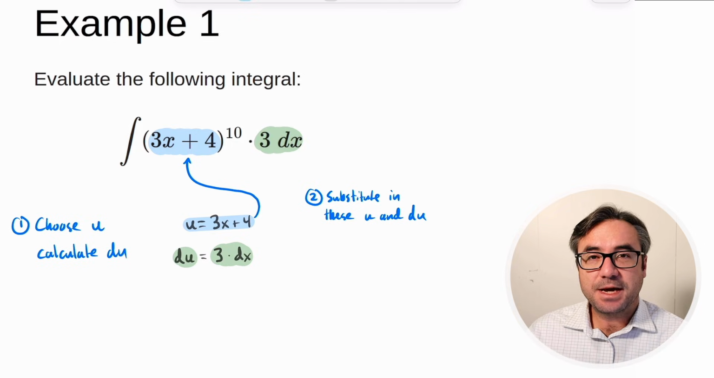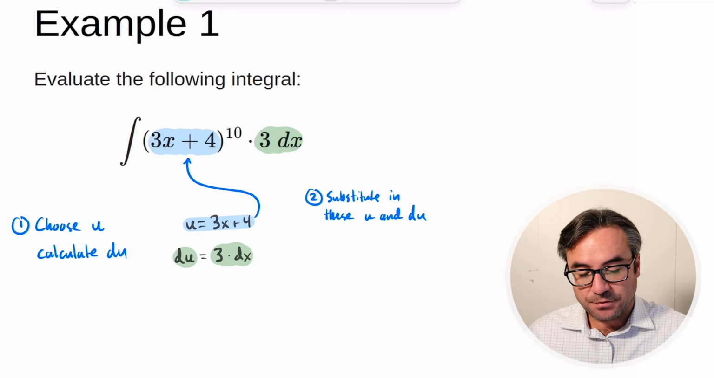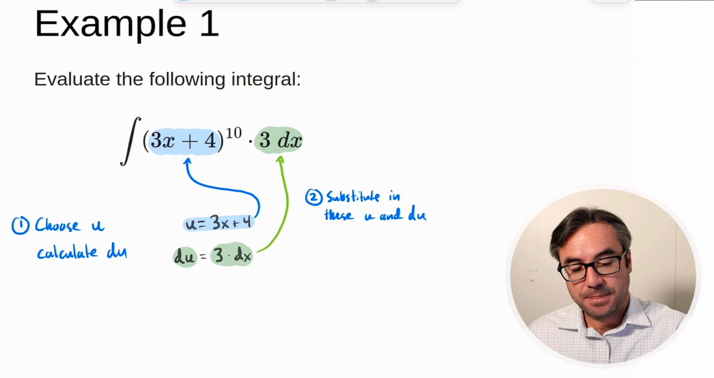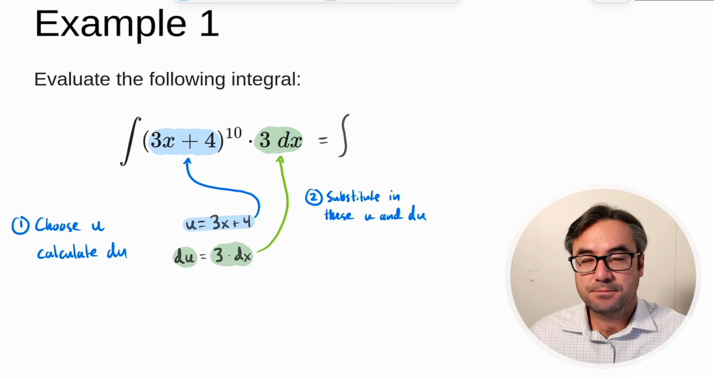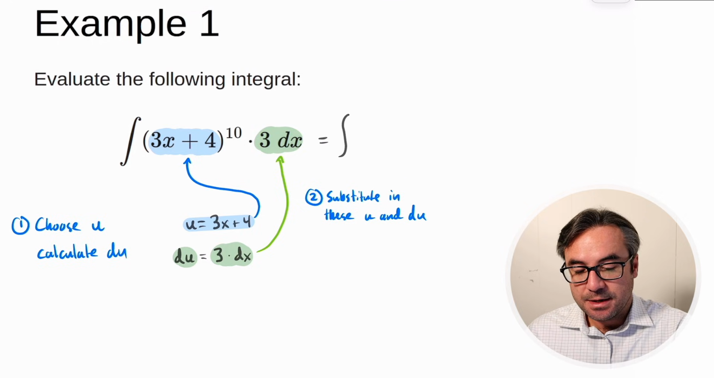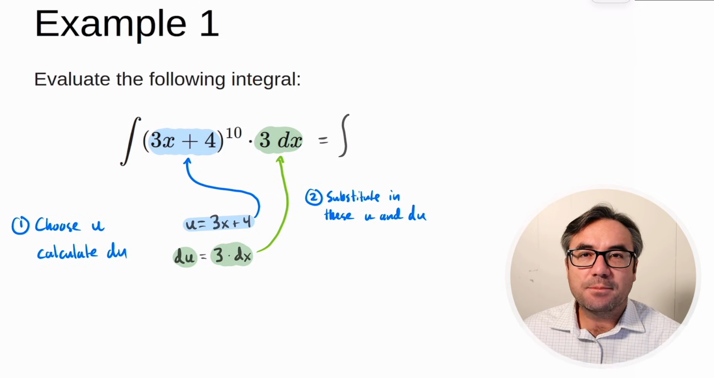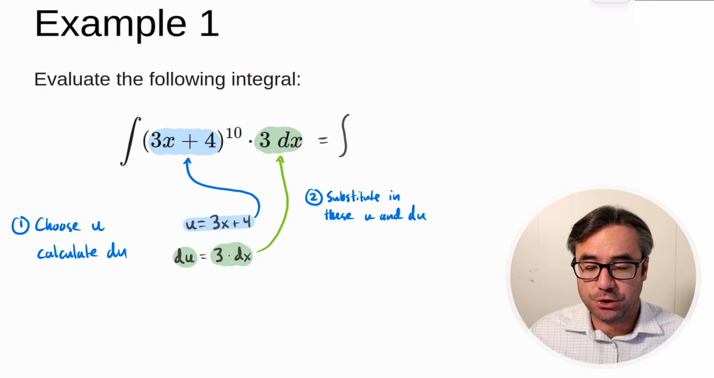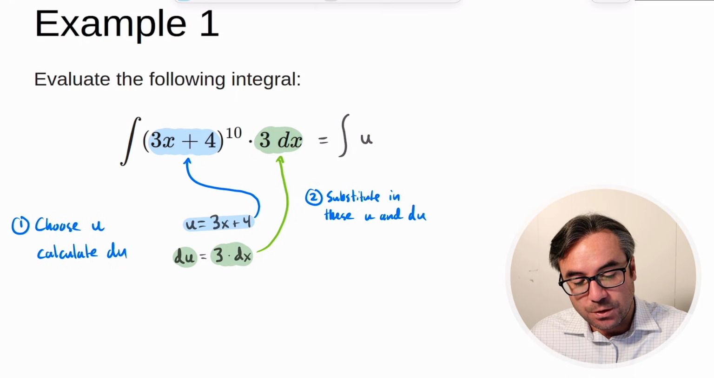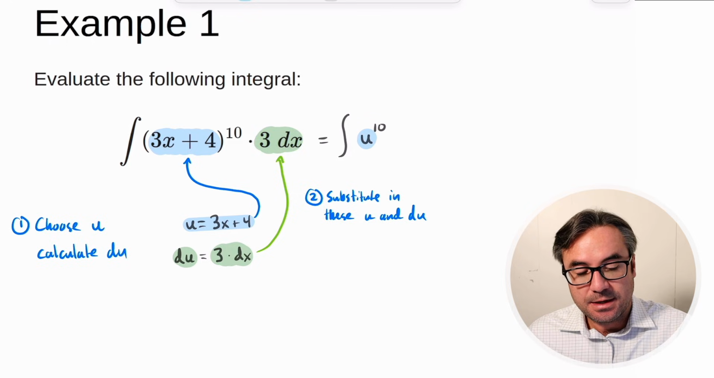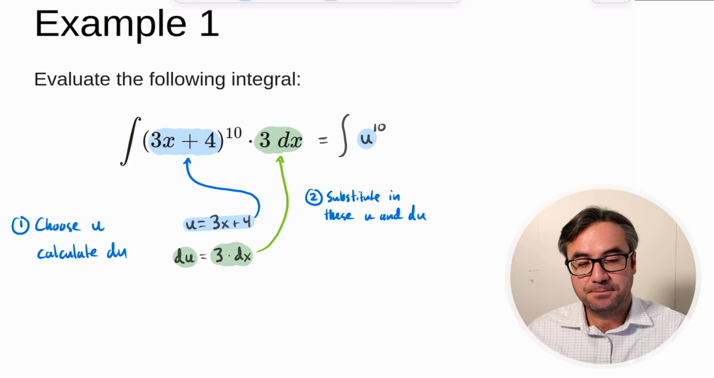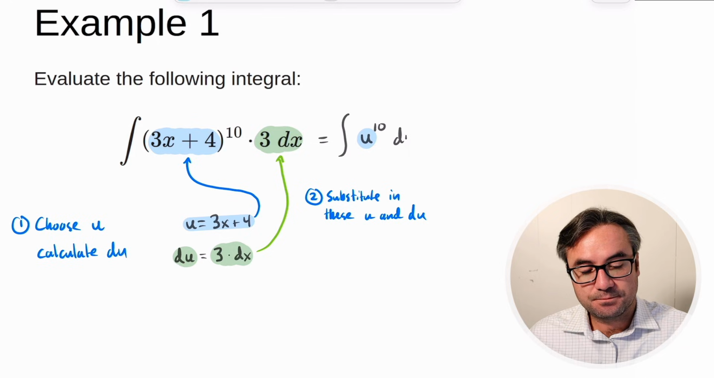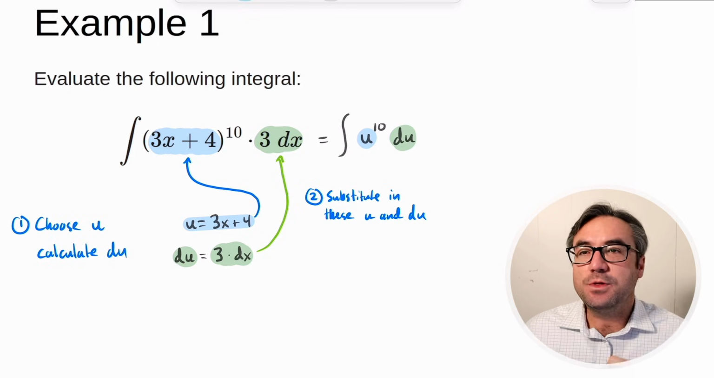So we're going to replace that 3 times dx at the end there with our new differential du. So we're substituting those pieces in. And if we make the substitution, we're kind of swallowing up that whole 3x plus 4, and we're just consolidating it into a single variable u. So it's going to be u raised to the power 10 instead of that 3x plus 4 raised to the power 10. And then this 3 dx at the end becomes our new differential. So we've got a du there at the end now.